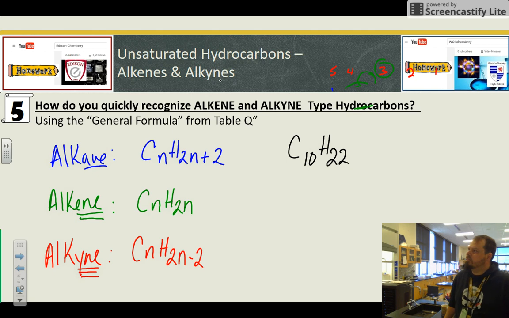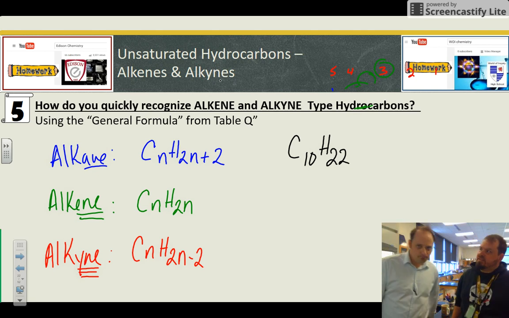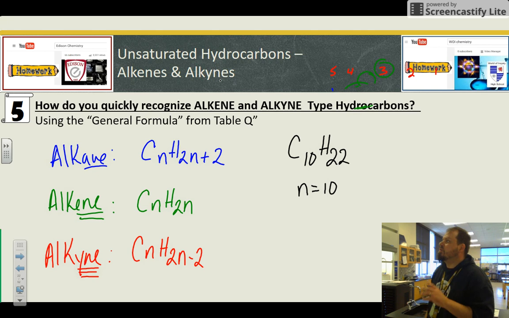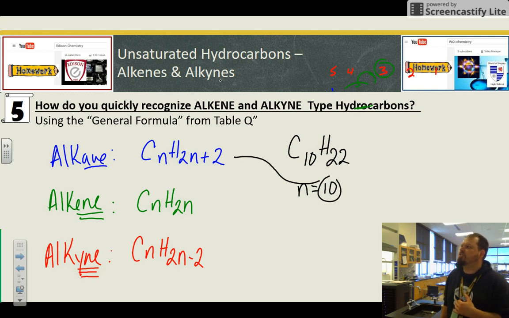C10H22. Which one does it belong to, Mr. Milks? Well, I see that it's 10 carbons, so I'm going to use 10 as my N. Now I've got to figure out the H's. So 22: 10 times 2 plus 2 is 22. I got lucky on the first try.